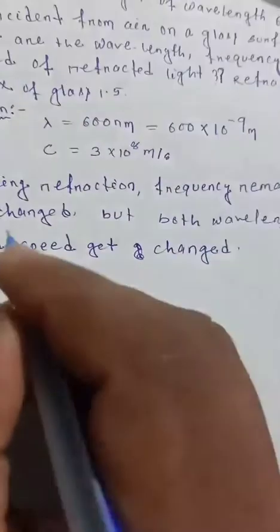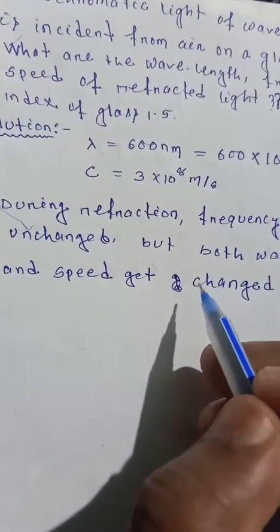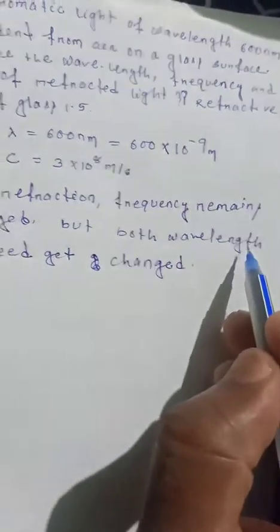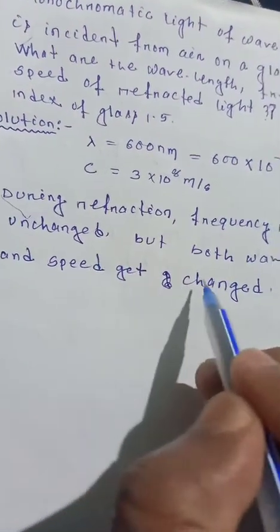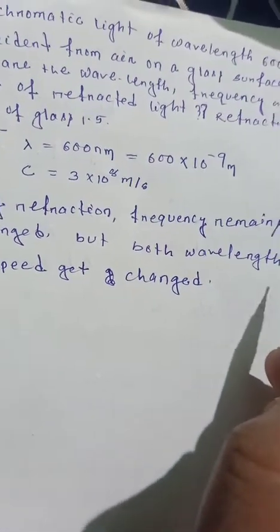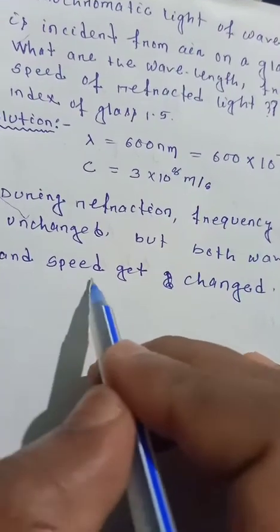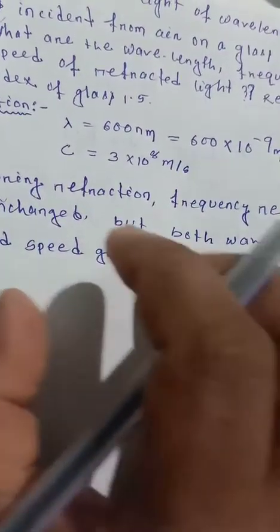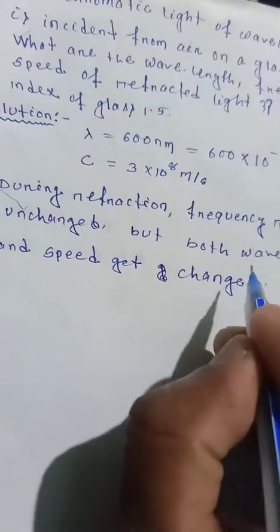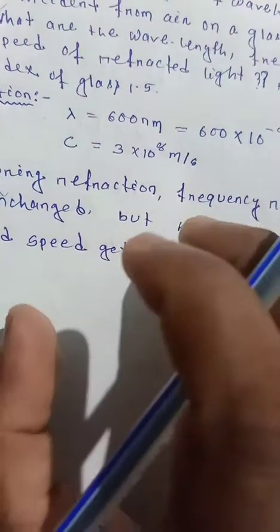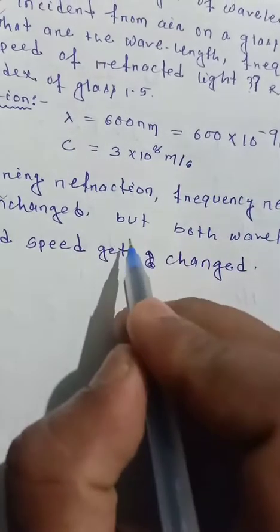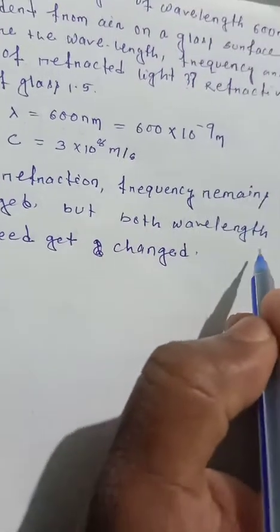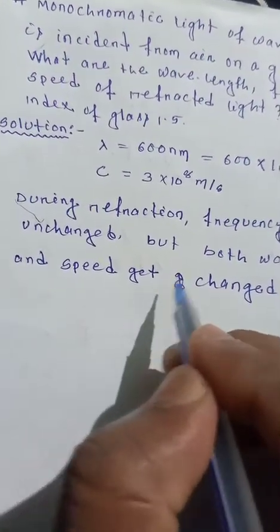That means during the refraction, frequency remains unchanged, but both wavelength and speed get changed. Frequency will be constant, it will not change, but wavelength and speed will change.